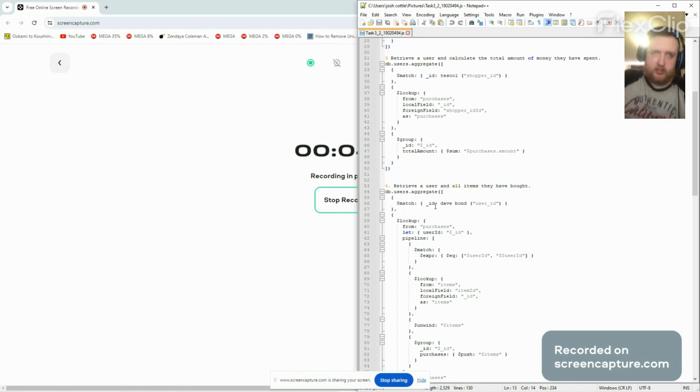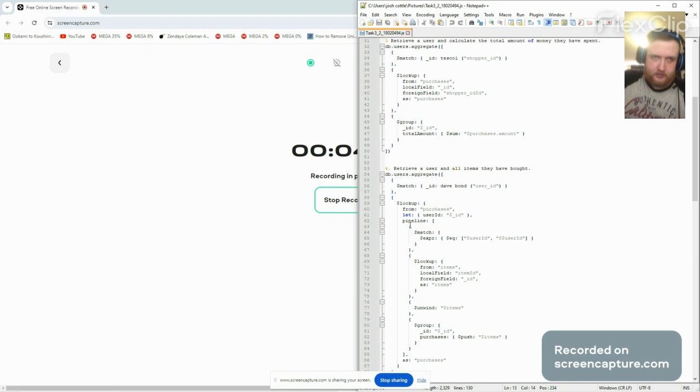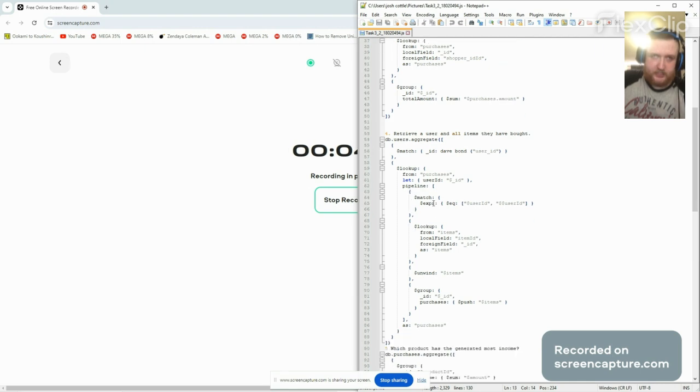Okay, number 4. I think I got that right anyway. It's where you're trying to match a user to all items they bought. So you bring the ID for the user, Dave Bond, and you look at all their purchases. Using the pipeline method, it's matching whatever the user ID is to whatever purchase they're using. By going match to this, look up items, and then the unwind part is linking it to what they actually purchased again. I think I did this right.